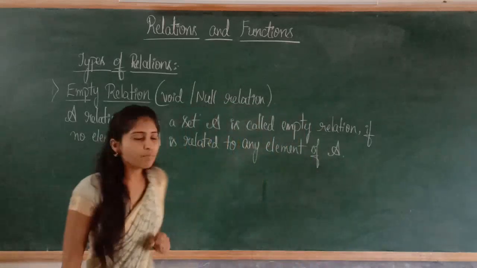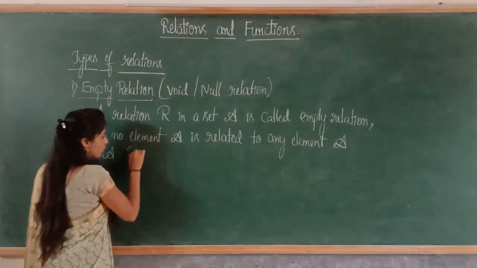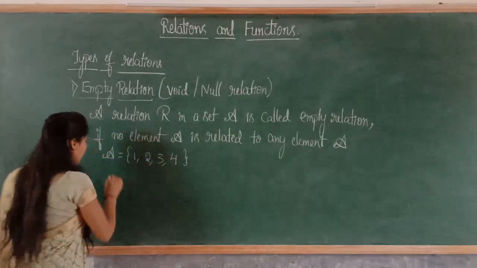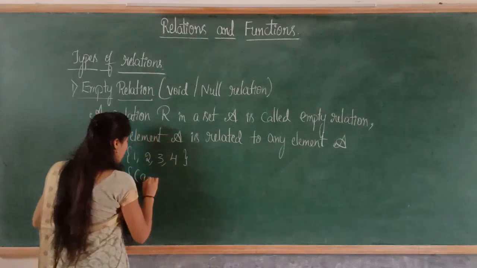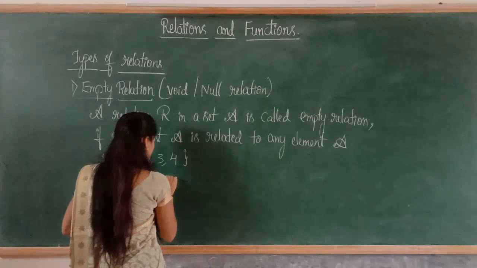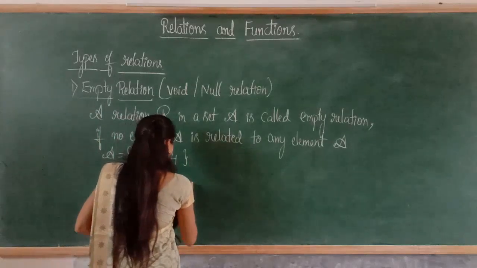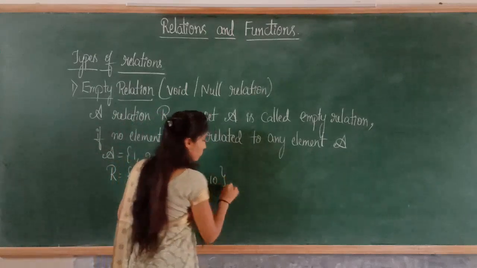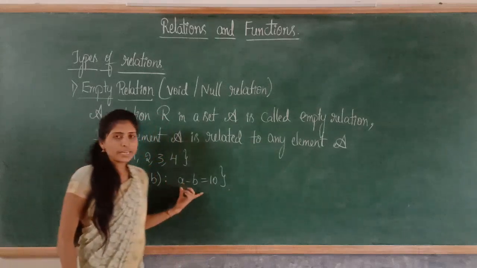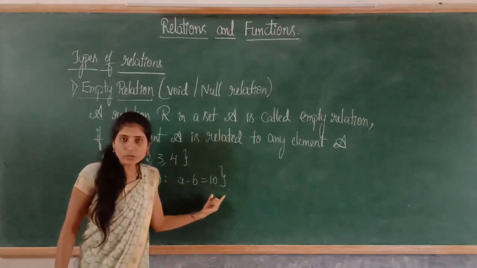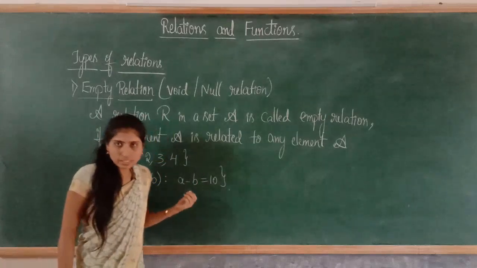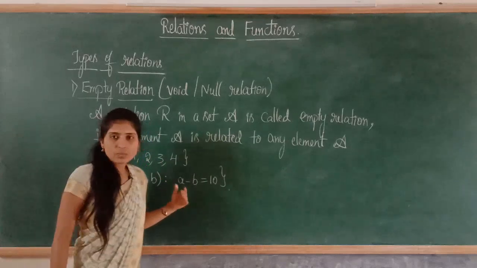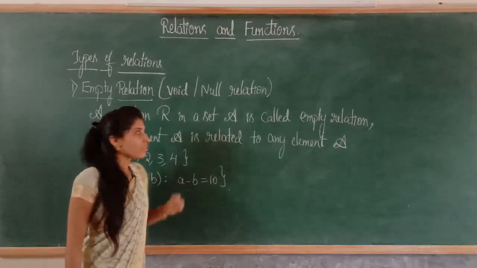I will give you an example. Suppose A is 1, 2, 3, 4. The relation is R is equal to set of A comma B such that A minus B is equal to 10. Now we take any value for A and B. That value is not equal to 10 here. See, you can take any, 3 minus 4, that is minus 1. That is not equal to 10. So you can take any value from the set A, but here A minus B value is not equal to what? 10. So this is an empty relation.